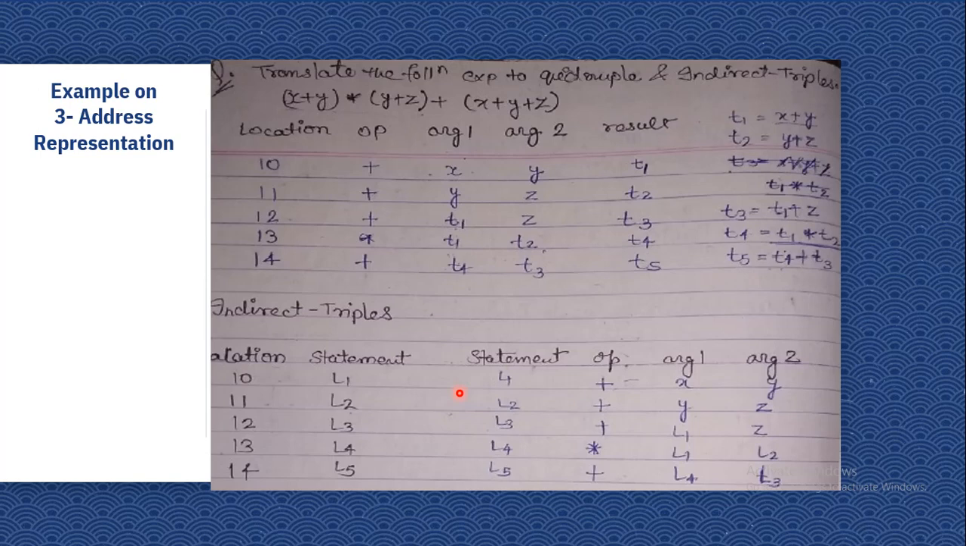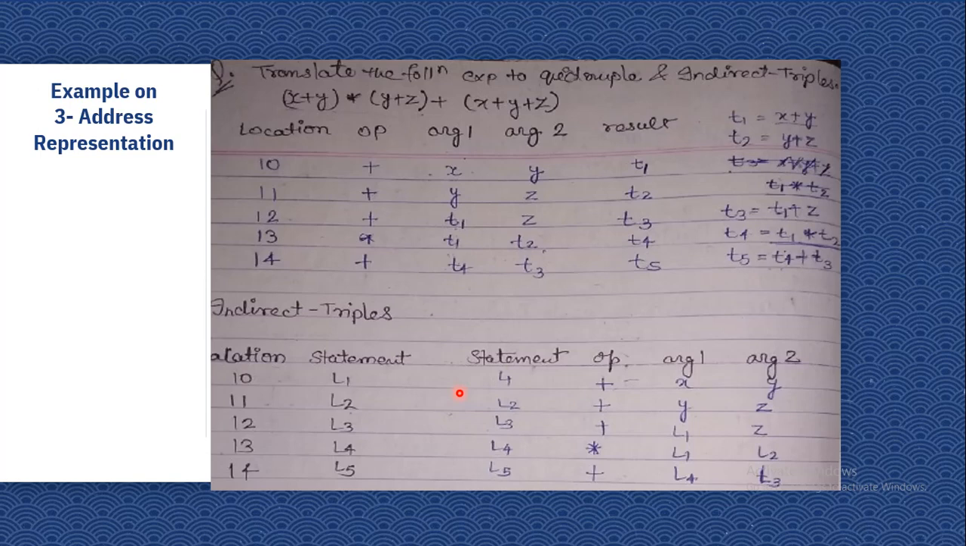The question is (x + y) * (y + z) + x + y + z. First of all, you have to convert this expression into three address code, then represent this three address code in the quadruple format. So what will be the three address scheme of this given expression?